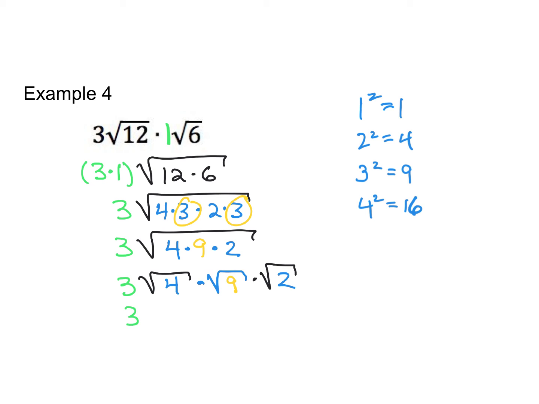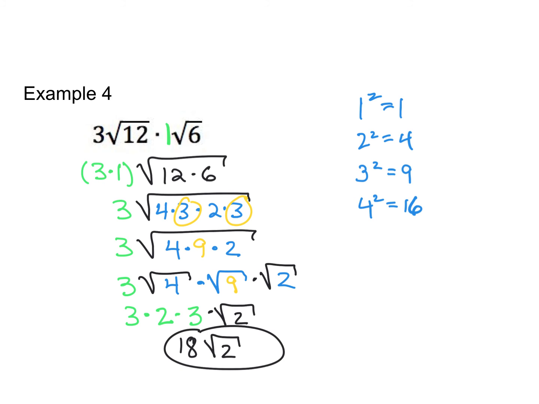3 is still the same. Square root of 4 is 2. Square root of 9 is 3. Can I take the square root of 2 and get a whole number? No, so I'm going to leave it how it is. We're going to say 3 times 2 times 3. What is 3 times 2 times 3? That is 18, square root of 2. Is there anything else I can simplify any further? No. So our answer is 18 square root of 2.